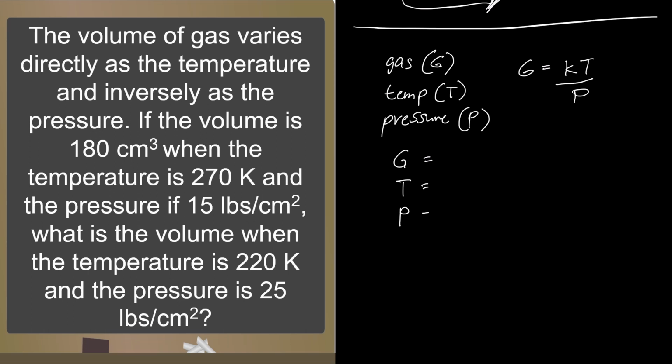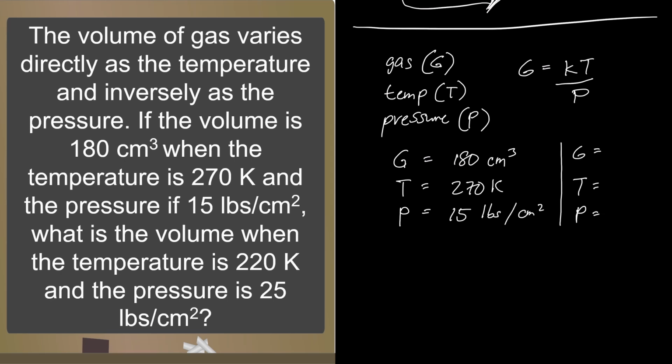Okay, now let's write the given information. So we have G, we have T, we have P. For the first set, the volume of gas is 180 centimeter cube, the temperature is 270 Kelvin, and the pressure is 15 pounds per centimeter squared. And then there's another set of given values: gas, temperature, and pressure. Based on the problem, we need to find the volume of gas, given that the temperature is 220 Kelvin and the pressure is 25 pounds per centimeter squared.